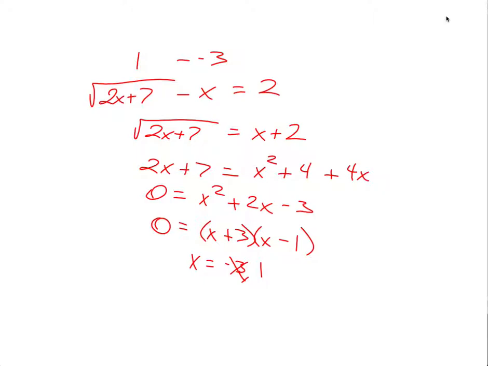So let's try 1. 2 times 1 is 2. 2 plus 7 is 9. The square root of 9 is 3. So that's 3 minus 1. Does 3 minus 1 give me 2? Yes. So that means 1 is the solution to that equation containing a radical.